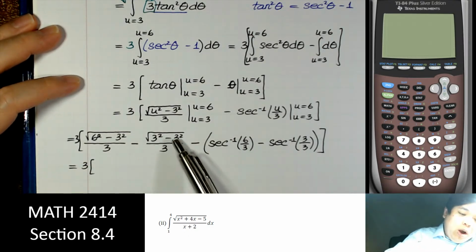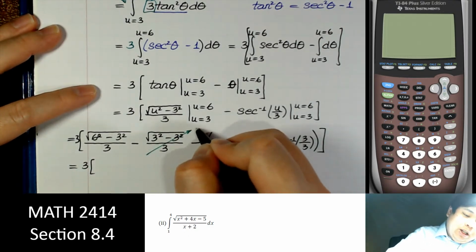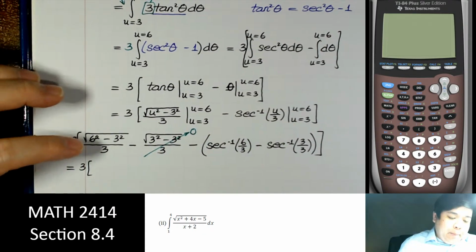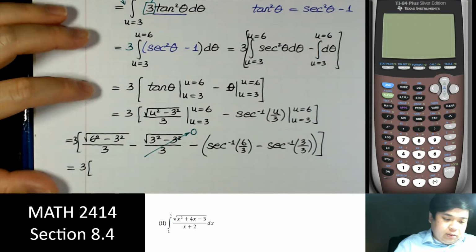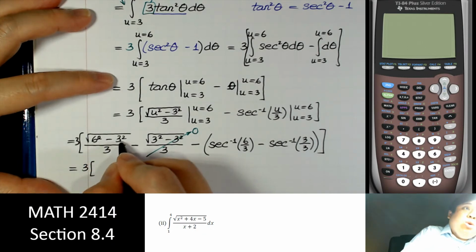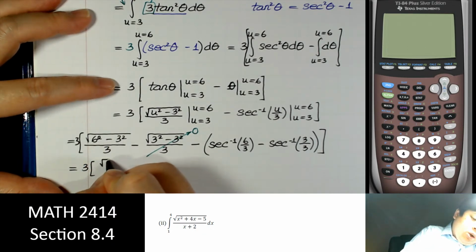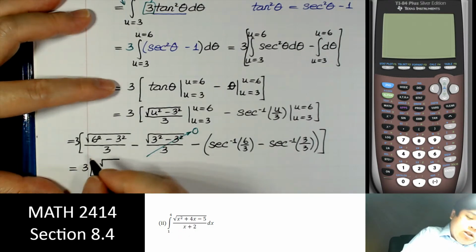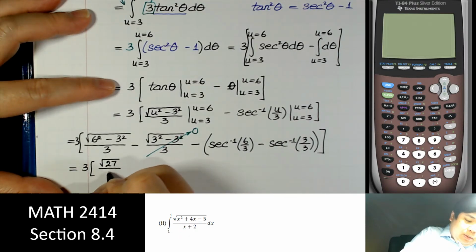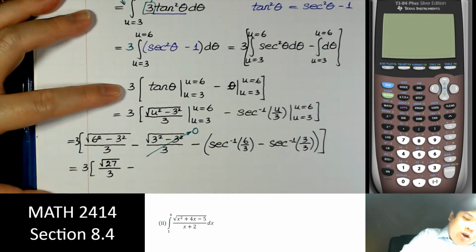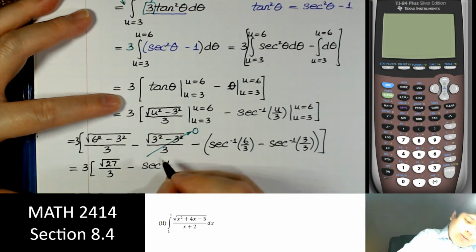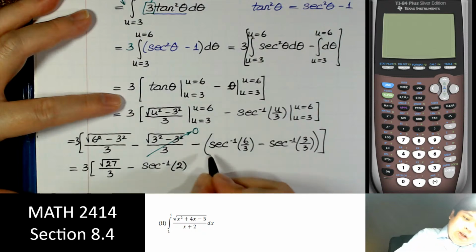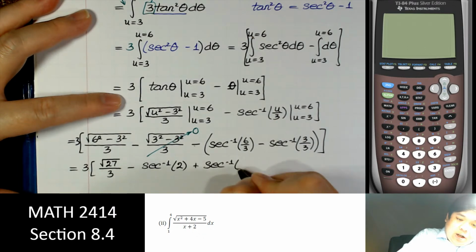Now, 3 squared minus 3 squared, this term goes to 0. Square root of 6 squared, 36, minus 3 squared is 9. 36 minus 9, 27, over 3. Subtract secant inverse of 2, minus the negative, plus secant inverse of 1.